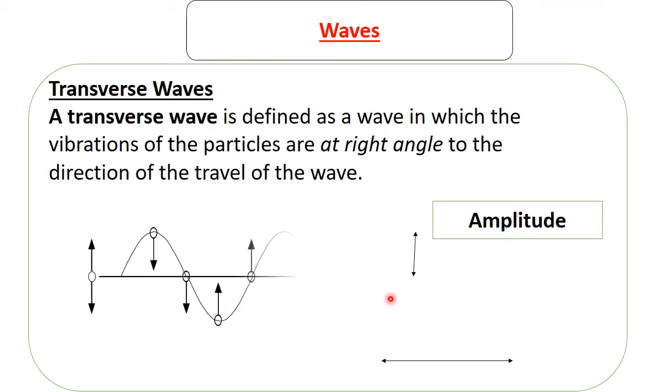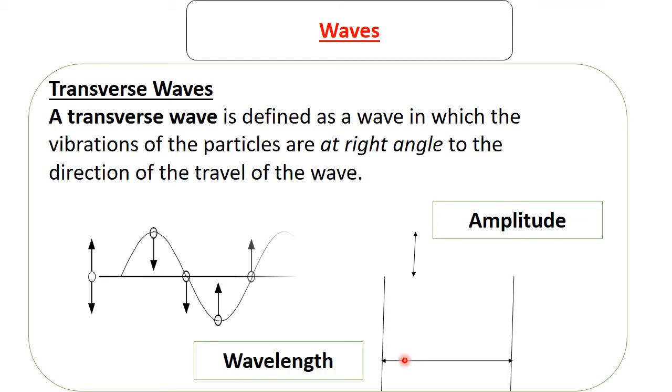Another property of a transverse wave, or of any wave in particular, is called wavelength, which is the distance from here to here. So this is called wavelength. It is the distance from the point where the wave starts to where it repeats itself.